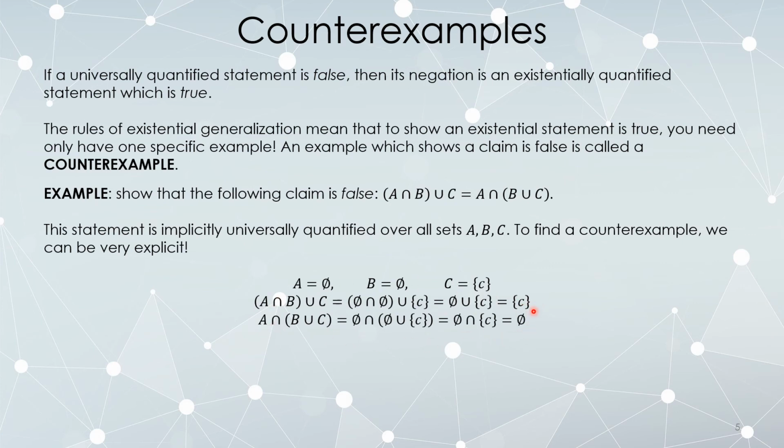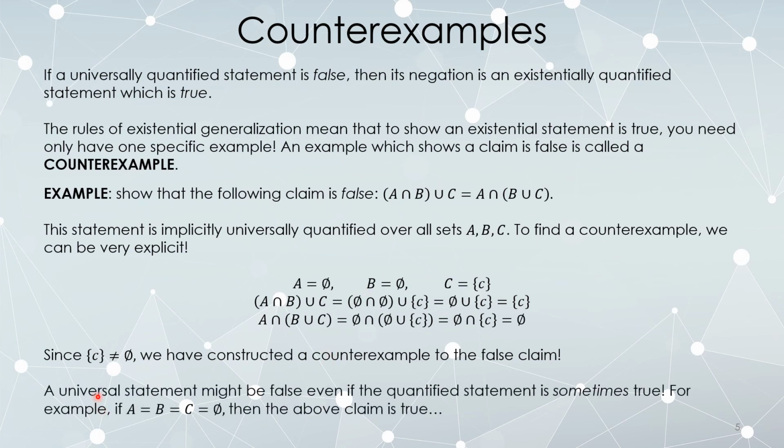So on the one side, we got the set containing C. On the other, we got the empty set, and these are not the same set. So since those are not the same set, these two things are not always equal. By constructing one particular example where this was false, we have actually shown that it is not always true. So a universal statement might be false even if it is sometimes true. For example, if A, B, and C were all the empty set, this would actually work out. You'd get empty set equals empty set. We're not saying this is always false. We're just saying that it is not always true, meaning it is sometimes false.